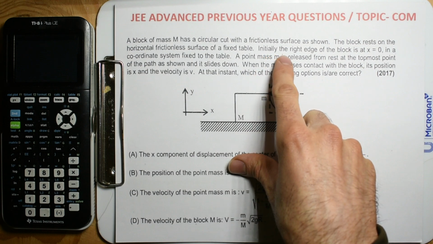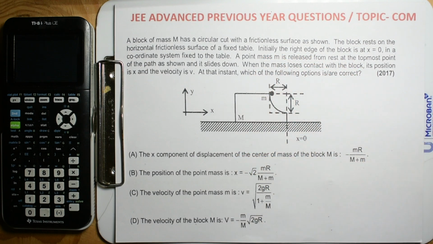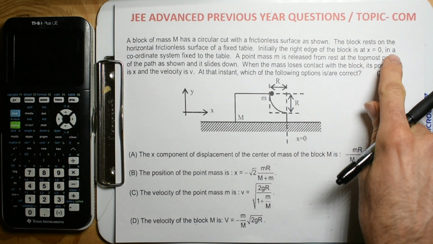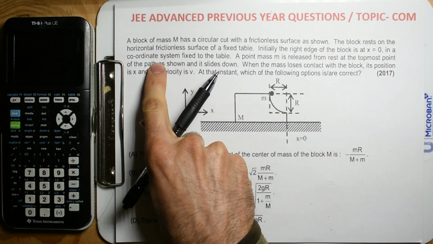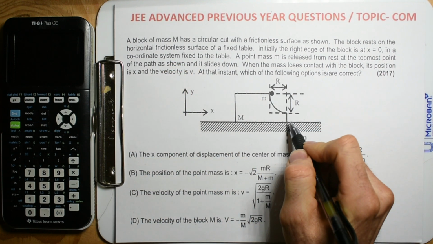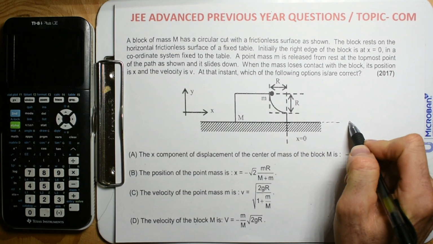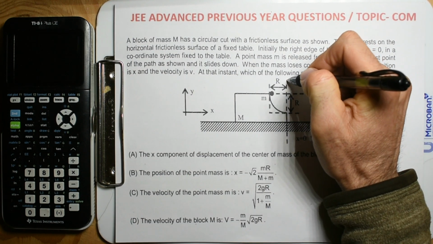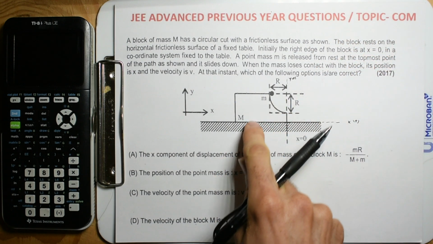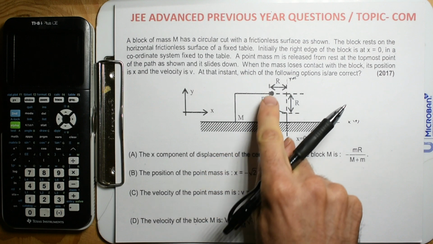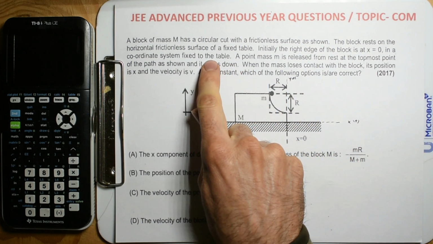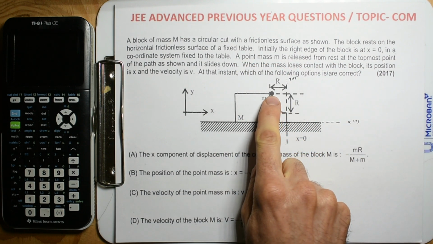Initially, the right edge of the block is at x equal to 0 in a coordinate system fixed to the table. So we have fixed axes to the table. That's going to be the positive x direction, and then we'll probably have the positive y direction. I'm sure the block isn't going to move in the positive y direction, but this little chunk of mass, which we haven't gotten to yet, will move in the y direction. So a point mass.